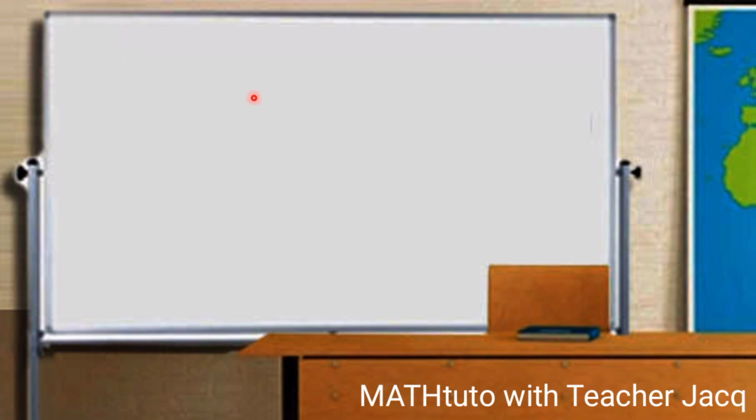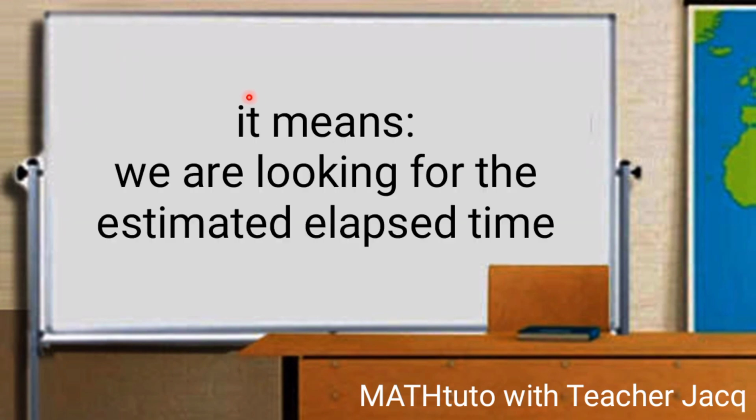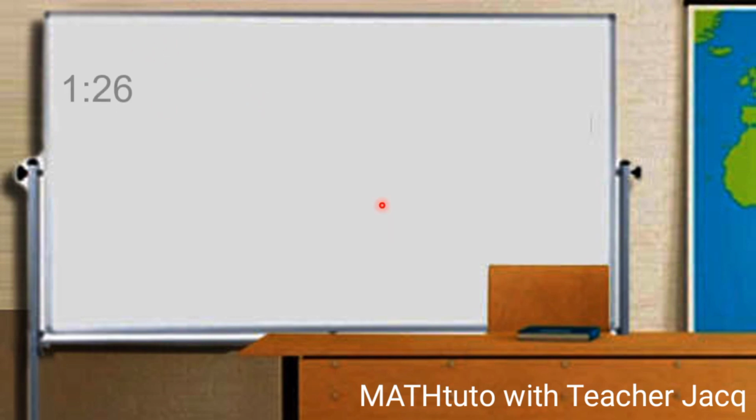Our word problem has a word "about." It means that we are looking for the estimated elapsed time. So let us write our given. 1:26 is the time Bliss entered the class in mathematics. And 1 p.m. is the time of Bliss's mathematics class.